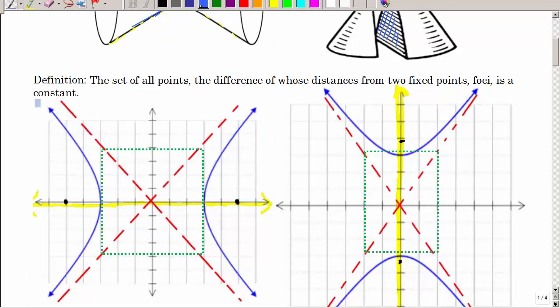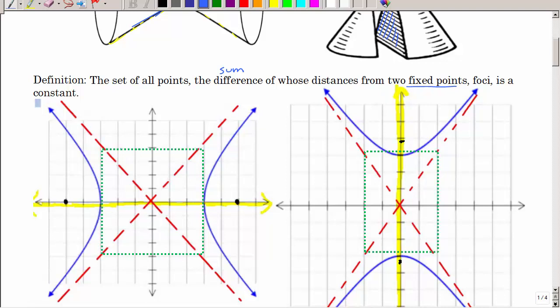The definition is the set of all points, the difference of whose distances from two fixed points, or the foci, is a constant. You may recall that the definition of the ellipse was the exact same thing, except we had the word sum there. In these two pictures, you can see that we have hyperbolas where we have branches side to side or branches up and down vertically. You can see the asymptotes, and then this green rectangle we'll talk about how that's going to help us graph it.